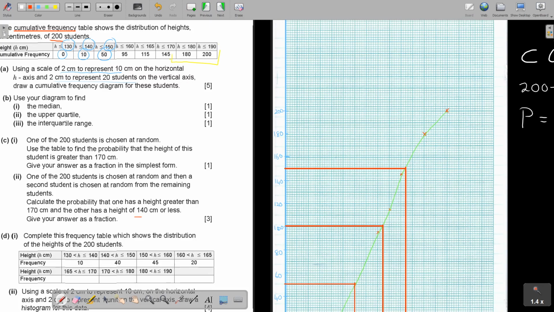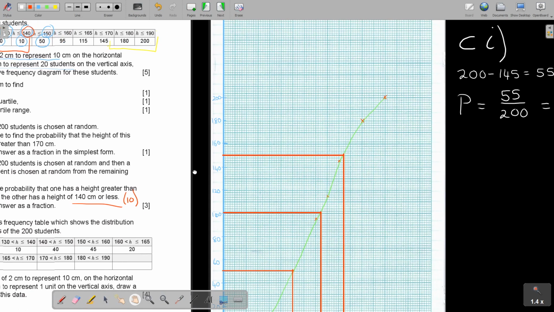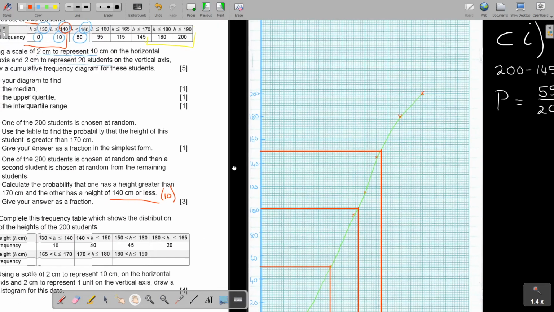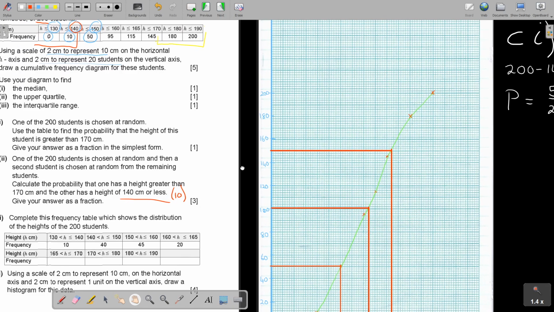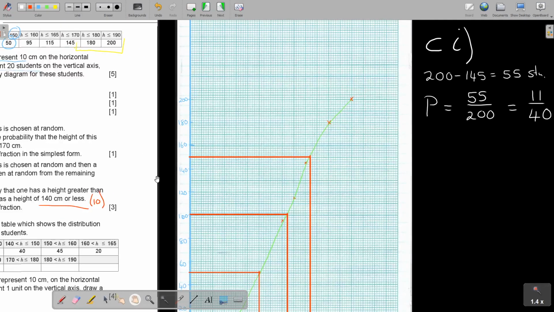What will be the 140 or less? Where is 140? Oh, there it is. Do you see? So less will be this, and if I look here, it's only 10. Do you see that? So the probability of that, now I just want to write here 10. And the reason why, because this is dependent. One is leaving. So if you want to find both, you can make a tree, but it's not necessary now. I'm just going to do it like this.